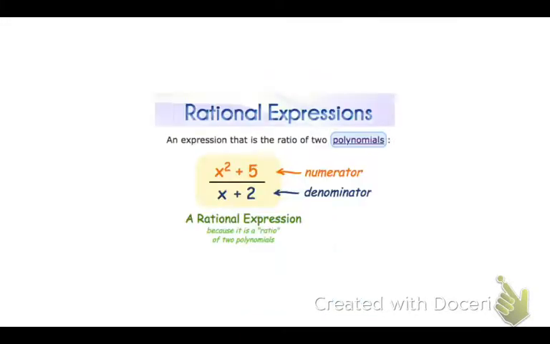Okay, so rational expressions. A rational expression is the ratio of two polynomials. So that means you have a polynomial on top and you have a polynomial on bottom. And we've been doing tons and tons of stuff with polynomials. We've added, subtracted, multiplied, divided, graphed them, and so now we're going to mess with them as fractions.